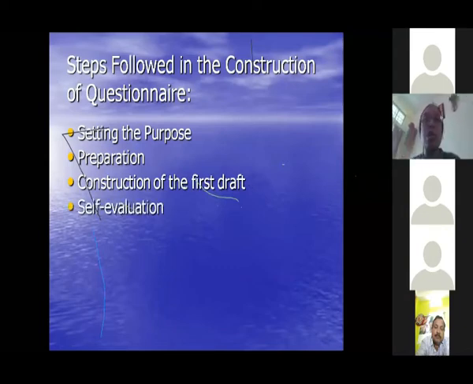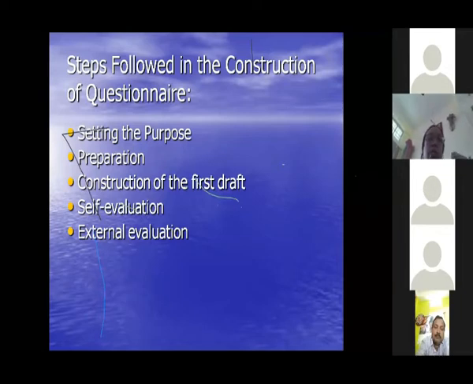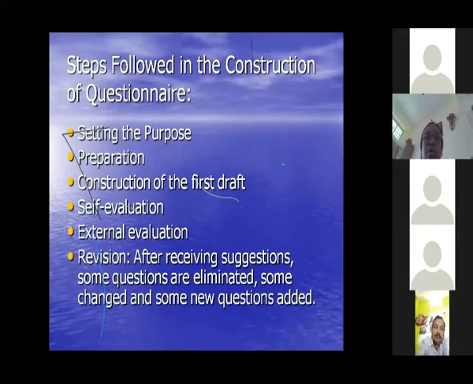Next is self-evaluation, another step of the construction of the questionnaire. Already I have mentioned in my earlier slides that we need to evaluate all the items, including the grammatical mistakes, before administering the questionnaire. That is self-evaluation. Then we need to send it for external evaluation. That means we need to send it to some experts, and wait for their suggestions, and accordingly revise the first draft of the questionnaire. In that case, sometimes we need to eliminate some of the questions, maybe change some of the questions, and one can also add new questions to the questionnaire.